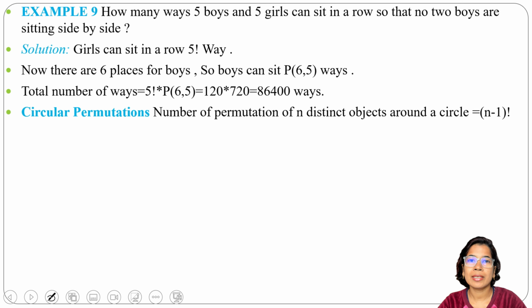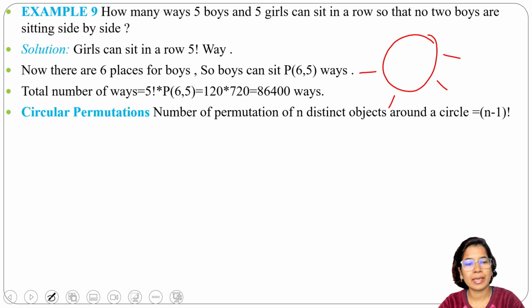When we are arranging objects around a circle, it's called circular permutation. Let this be a circle and we are arranging objects around the circle. The number of permutations of n objects around a circle equals (n minus 1) factorial. Generally it should be n factorial in normal cases, but in the case of a circle, it's (n minus 1) factorial.